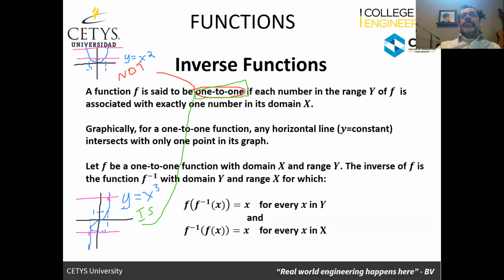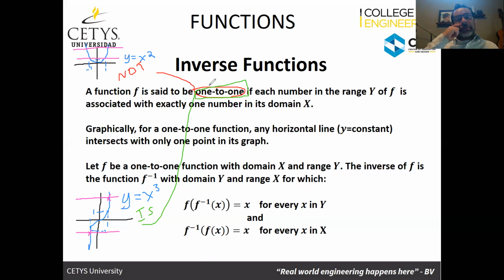Now, why are we mentioning this one-to-one concept? Because I can only calculate the inverse of a function for a function that is one-to-one. If a function is not one-to-one, then the function does not have an inverse.